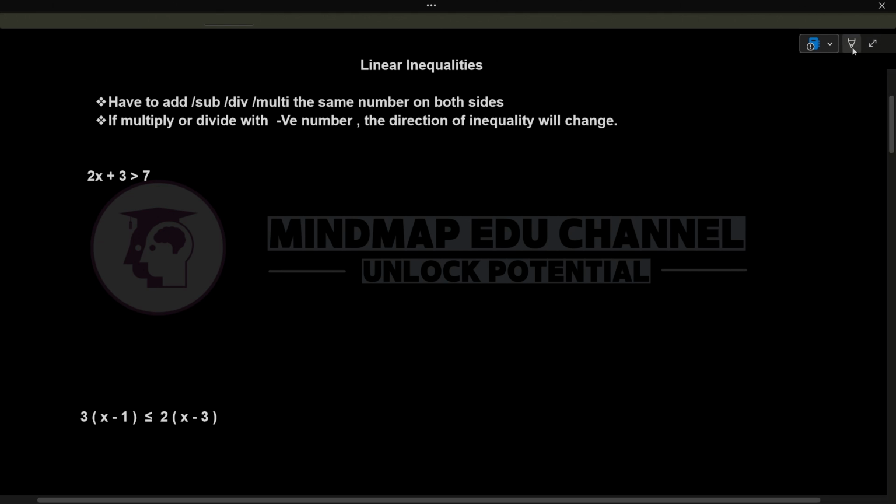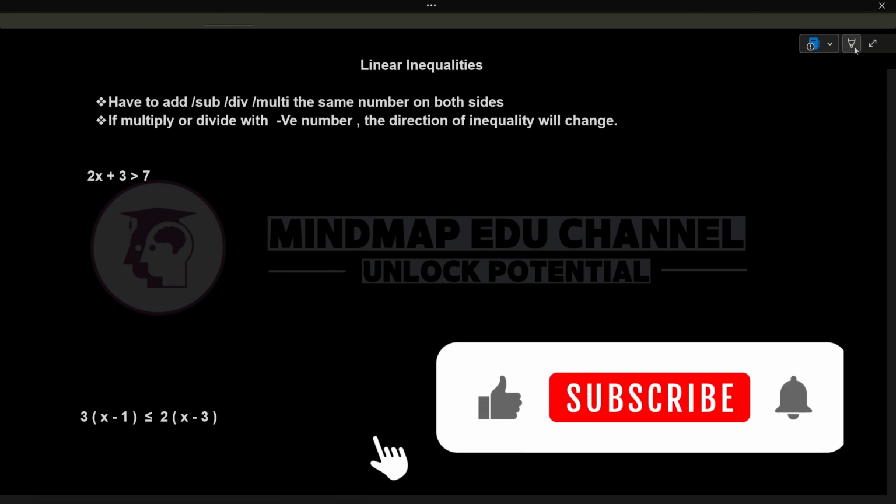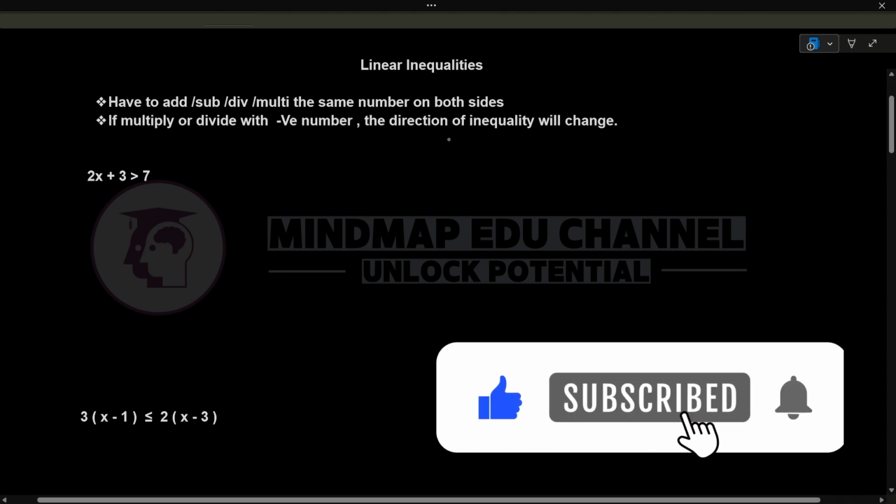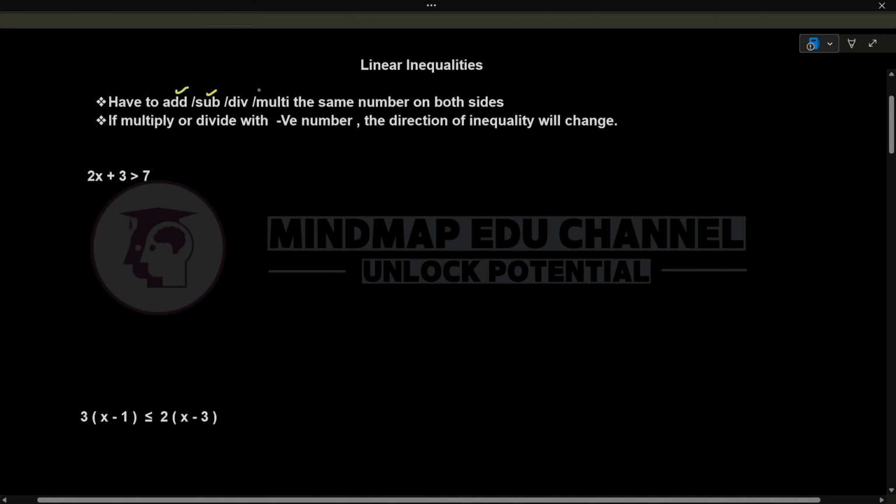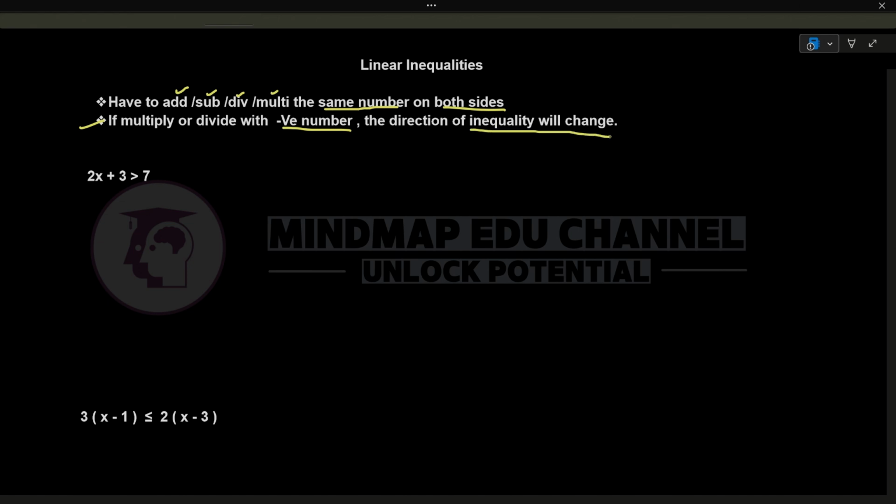In today's class, we will learn how to solve linear inequalities. If you need to add, subtract, divide or multiply the expression, then you should use the same number on both sides of the inequality. And secondly, you should remember that if you multiply or divide by a negative number, then the direction of the inequality will change.